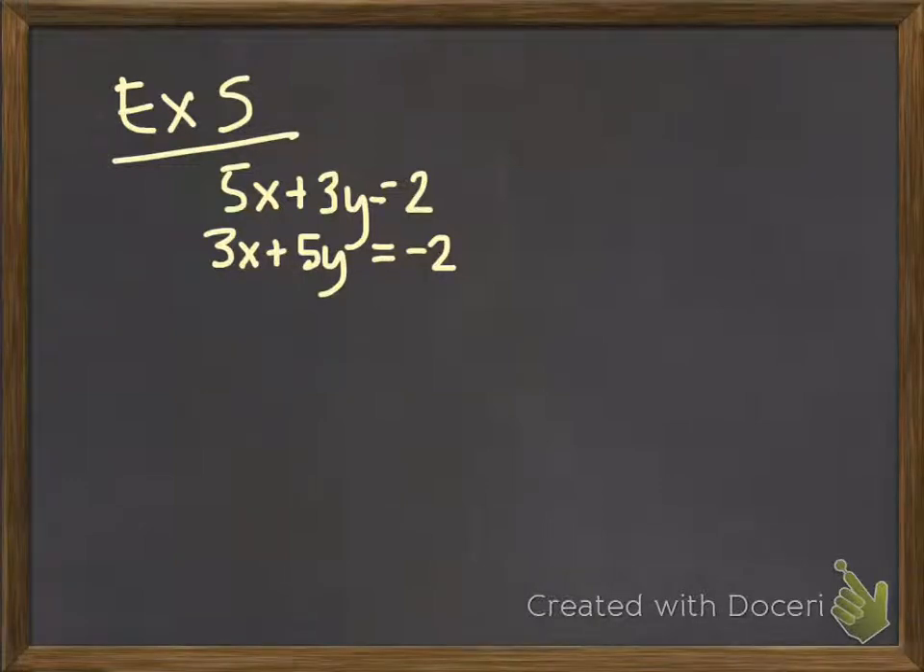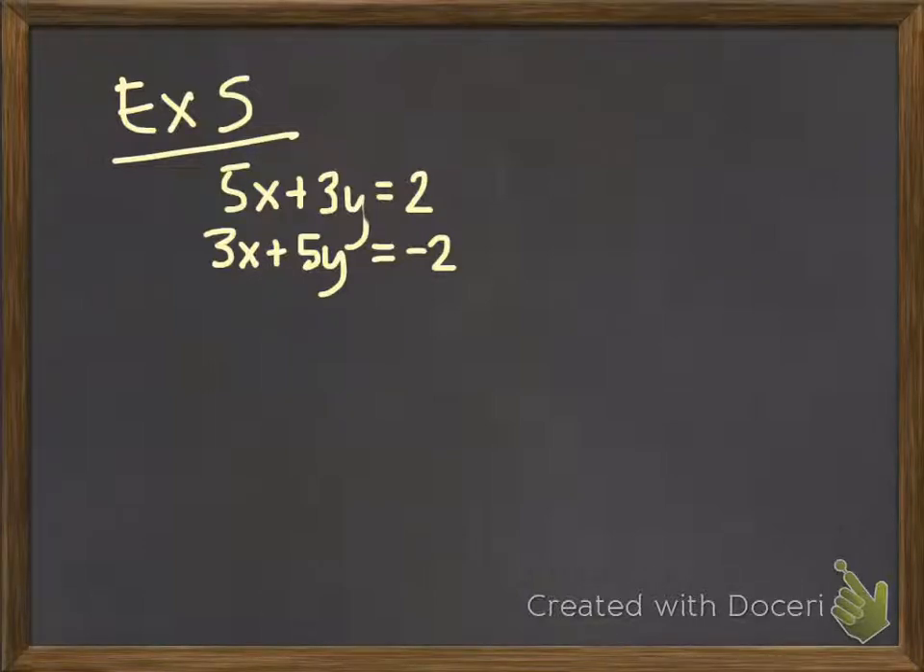Okay, example 5 is the hardest one. 5x plus 3y equals negative 2. No, sorry, that's equals 2. Let me make that a little clearer. Equals 2. And 3x plus 5y equals negative 2. Now on this one, it's a little harder to see what's going to cancel out. In fact, I can't do anything to the bottom to get rid of the y's with a 3 and a 5.